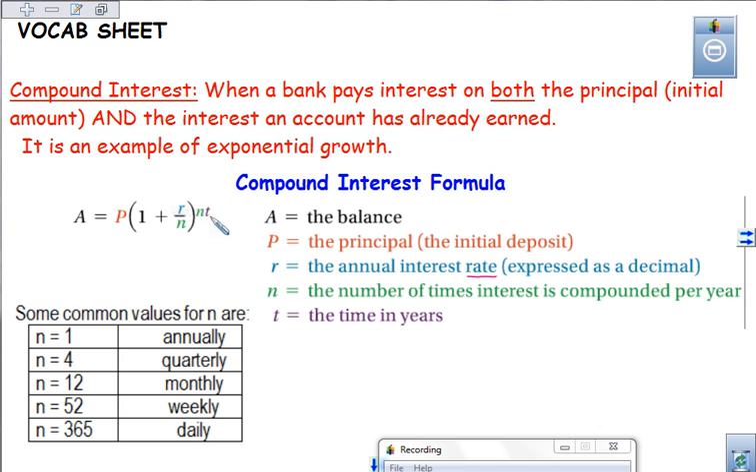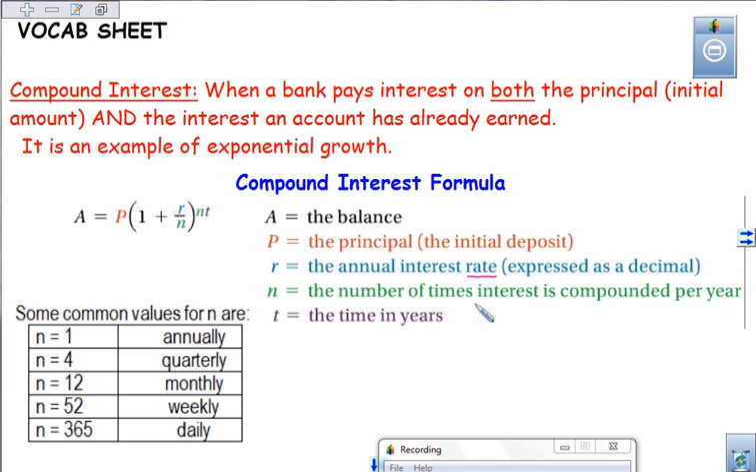This is a formula that maybe we should write on the board, but this is something you'll need to know in each class that you take. So A is your balance, P is the principal, the starting amount, R is the interest rate expressed as a decimal, and N is the number of times the interest is compounded per year.